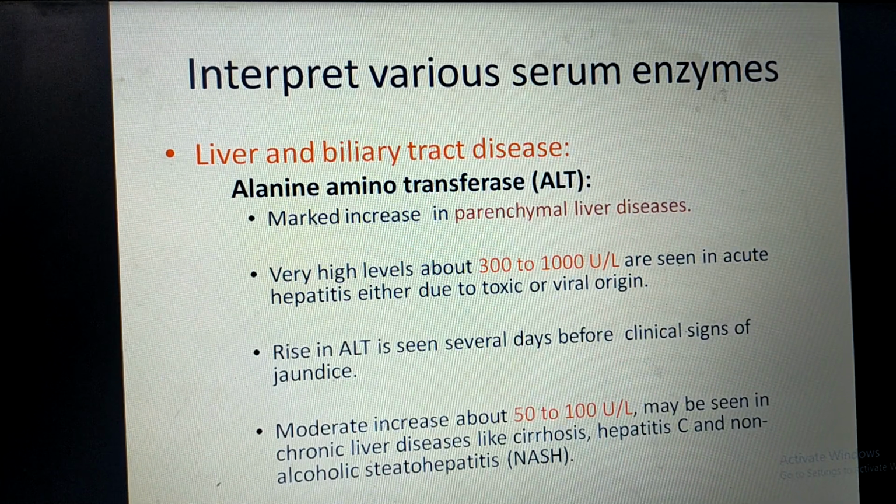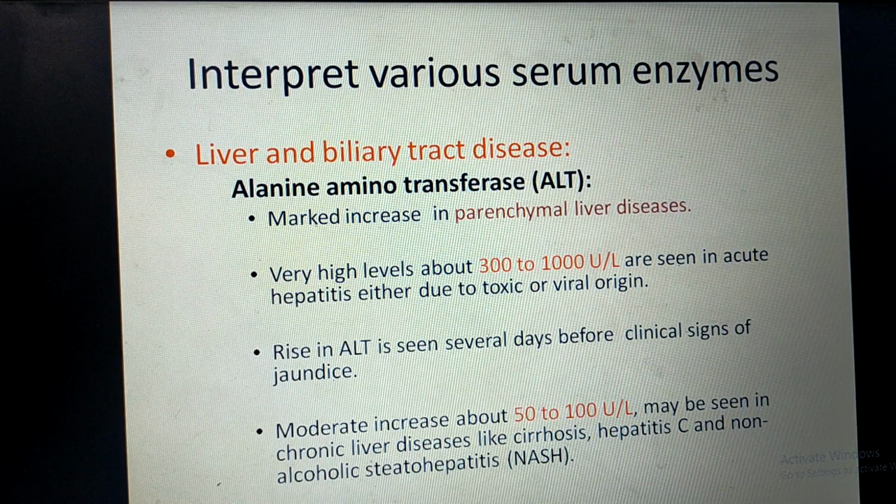The level of ALT increases mainly in parenchymal liver diseases. It may be acute parenchymal liver disease or chronic parenchymal liver disease. In case of acute parenchymal liver diseases, the level of ALT may rise from 300 to 1000 unit per liter. And the causes of acute parenchymal liver diseases may be toxic or viral origin. Toxic means it may be either due to overdose of drugs or because of poisons.